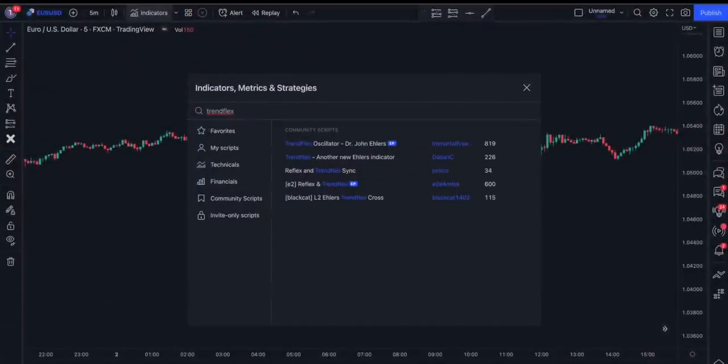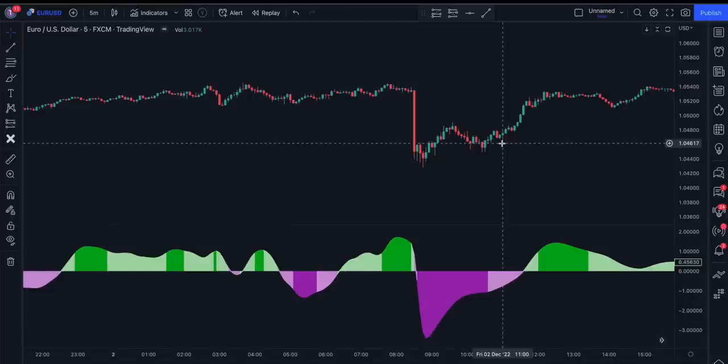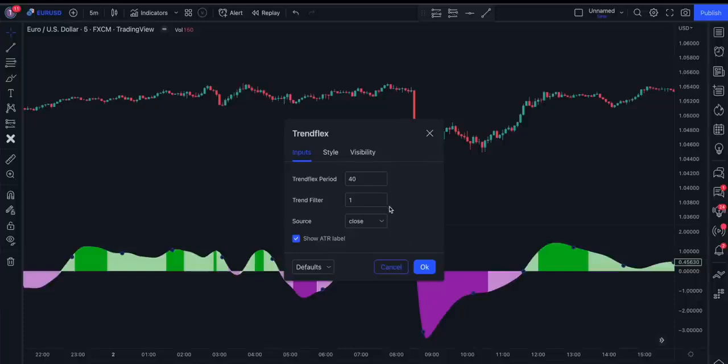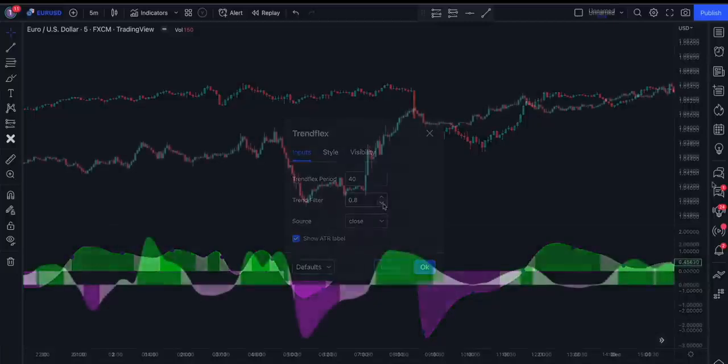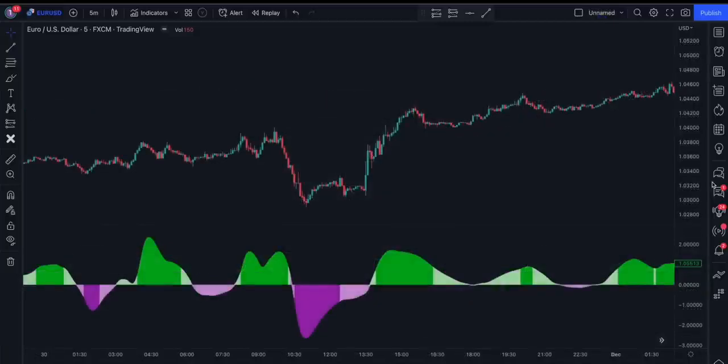This one is called Trend Flex, another new ELIS indicator by Dassen C. This is a very simple to read oscillator that can be used as a secondary confirmation. You can make the indicator a bit more reactive by changing a trend filter to 0.8. Now let's understand how this indicator works.